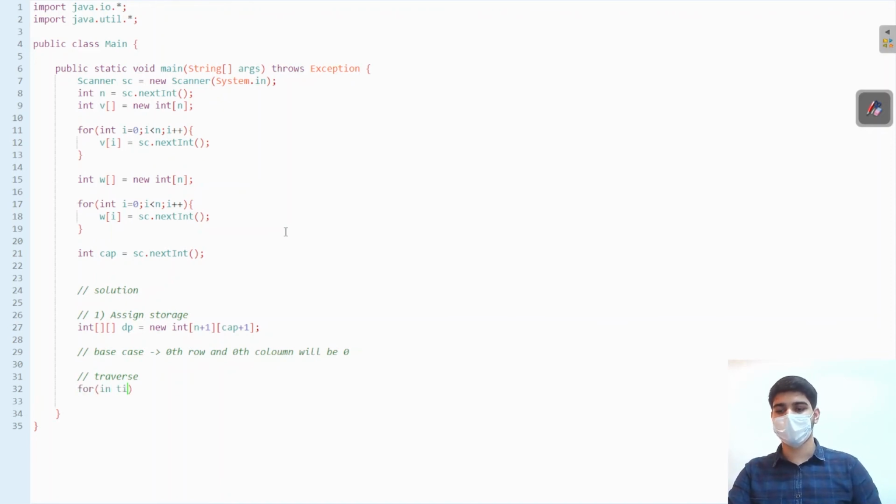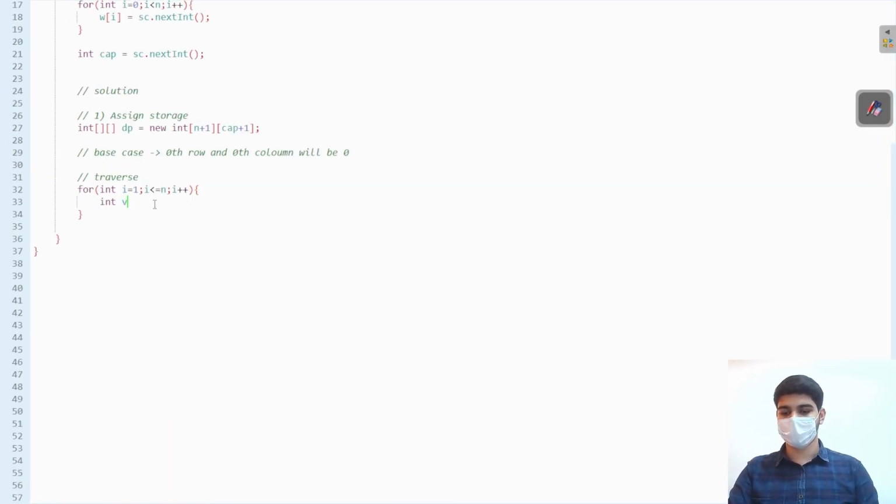Now, how do we traverse? We traverse through the columns from 1 till the capacity for each and every element. So we process each and every element one after the other, right? So the very first loop would be for all the elements, going from 1 till n, actually, because the 0th row is our base case. Over here we would have value, which would be i minus 1, as it's one-indexed, as we saw, and weight, which will be weight of i minus 1. For each of the items, we are traversing through the capacity. So i is already used, so j goes from 1 till capacity, j plus plus.